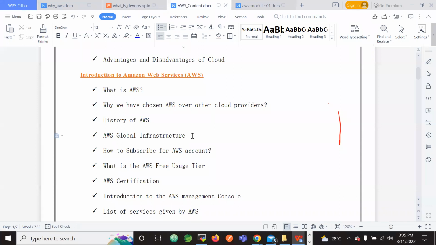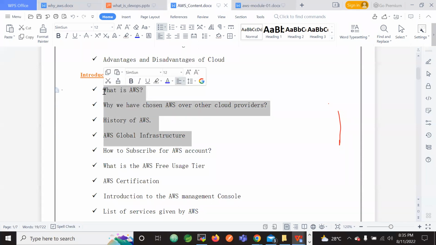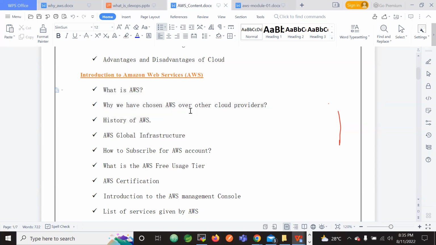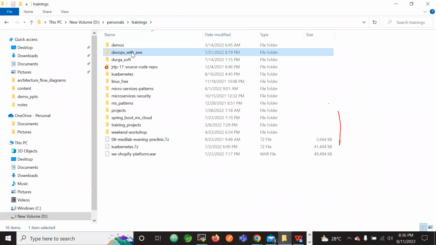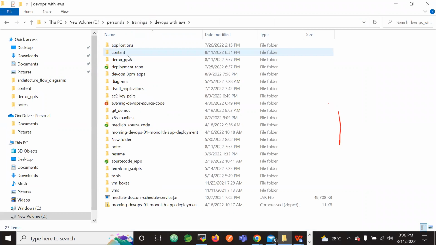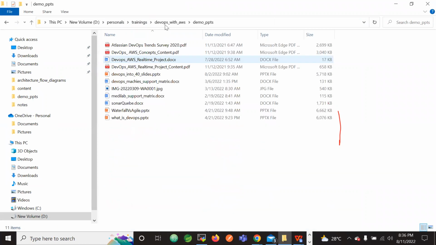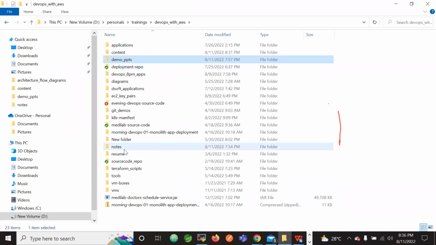Okay, so at this moment we got some understanding about AWS. If we go through this introduction to AWS module, then we will see how to subscribe to this AWS account. In order to subscribe, we have to follow a couple of steps, and we have to register with a credit card or debit card.